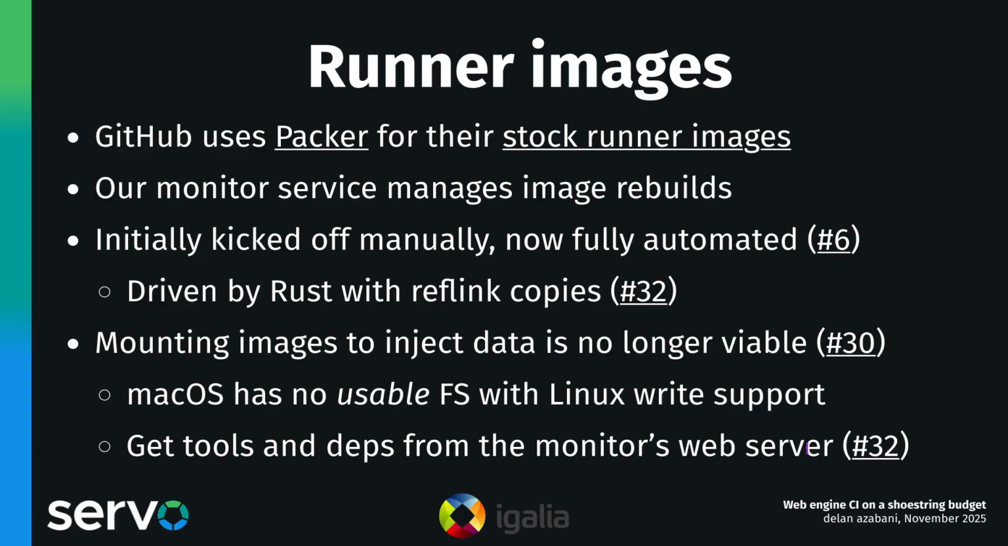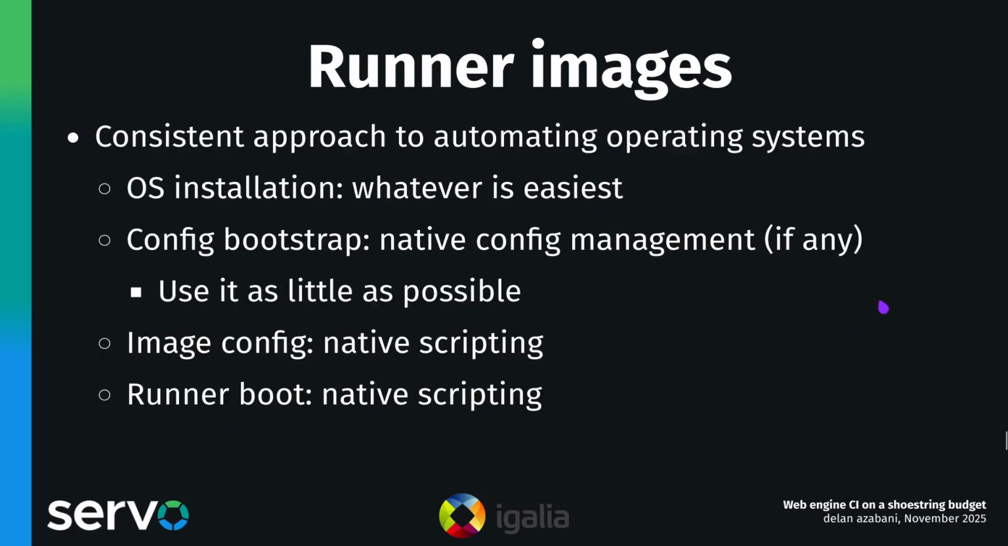In the end, what we had to do is if a guest image needed any tools or dependencies, it had to download them from a web server on the host. We eventually settled on a consistent approach to automating the process of installing the OSs and configuring them for each runner template. And the approach that we used was to install the OS using whatever method is easiest.